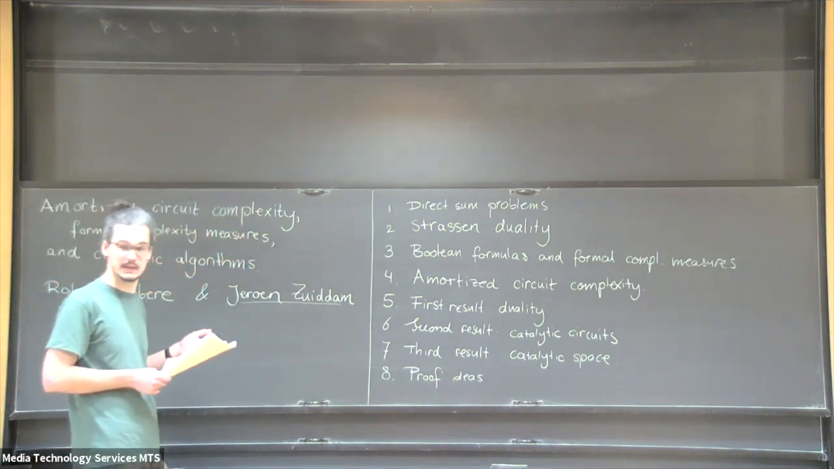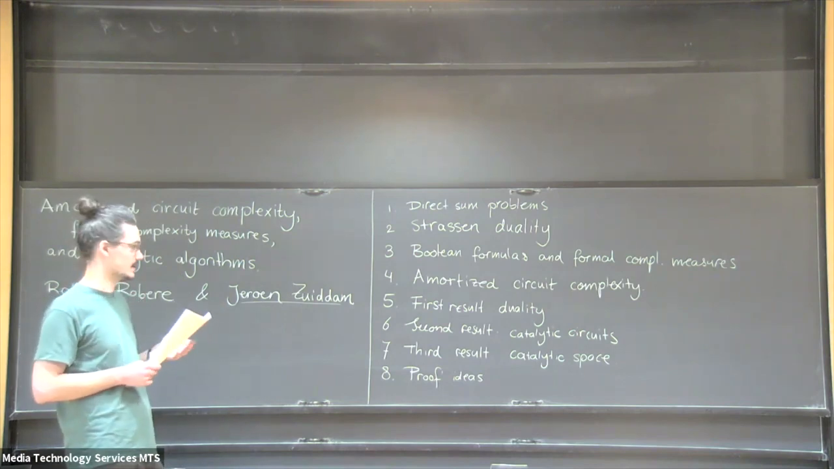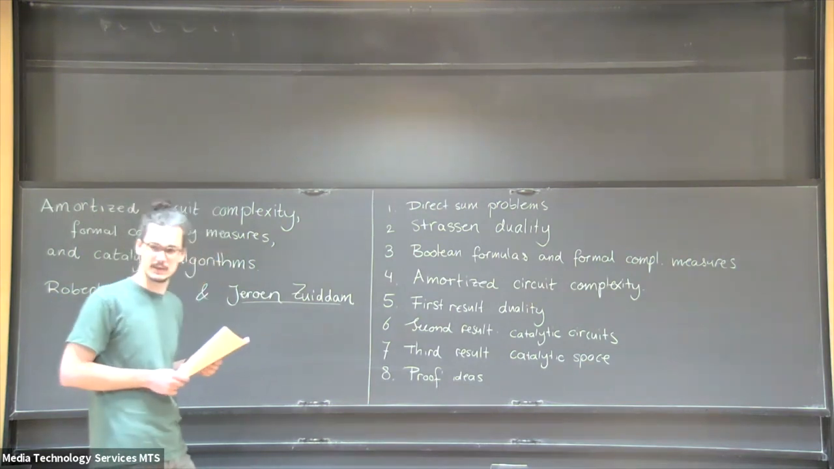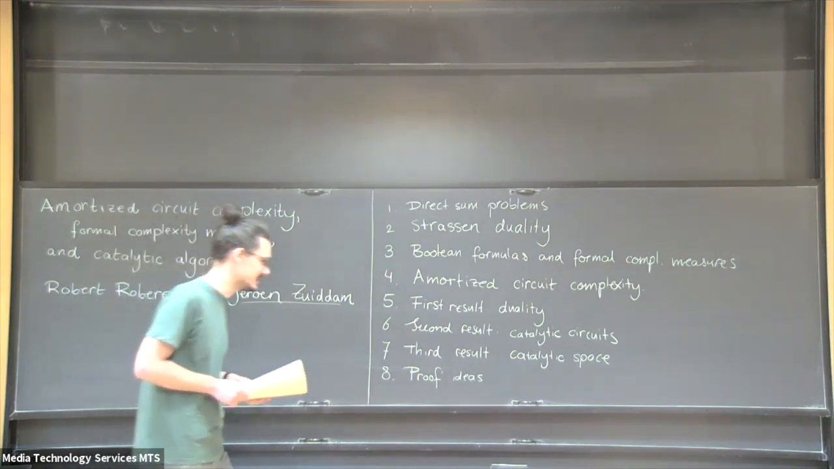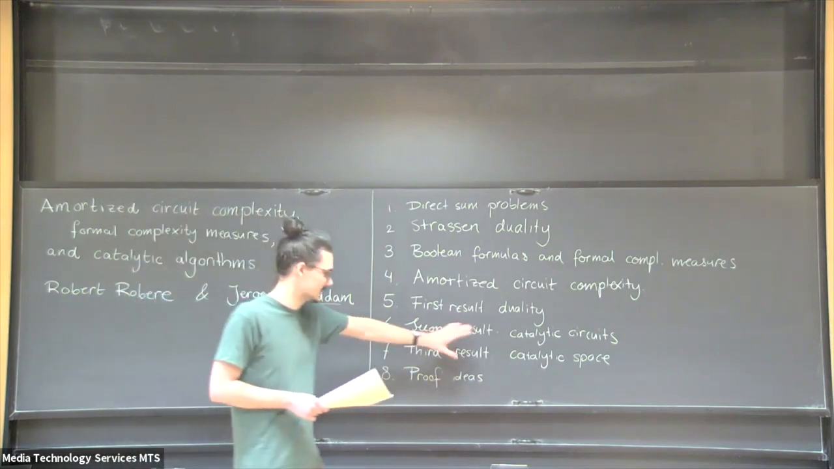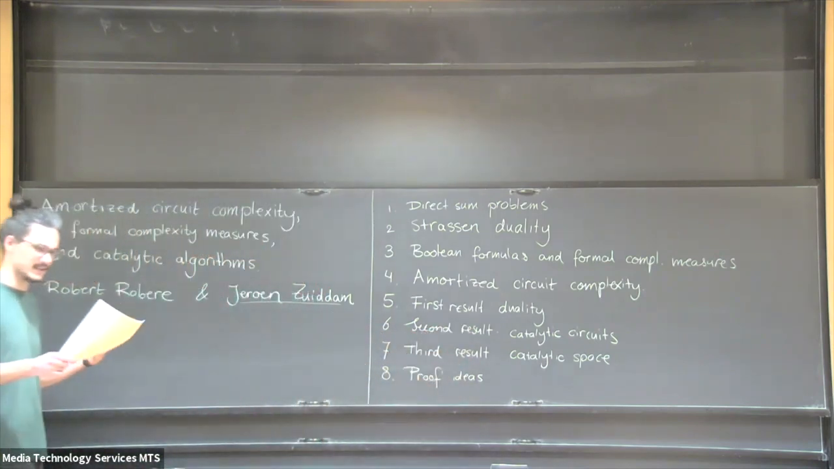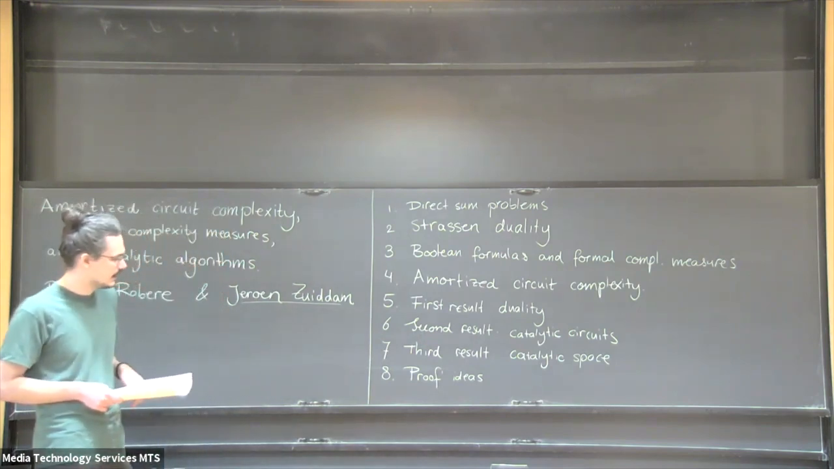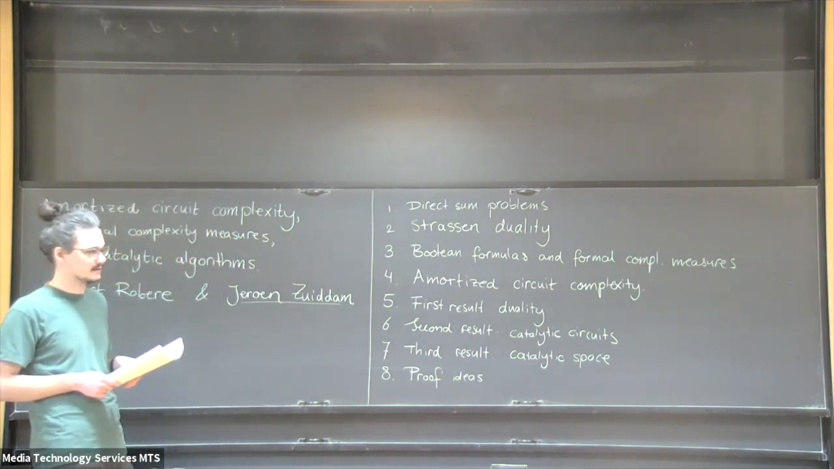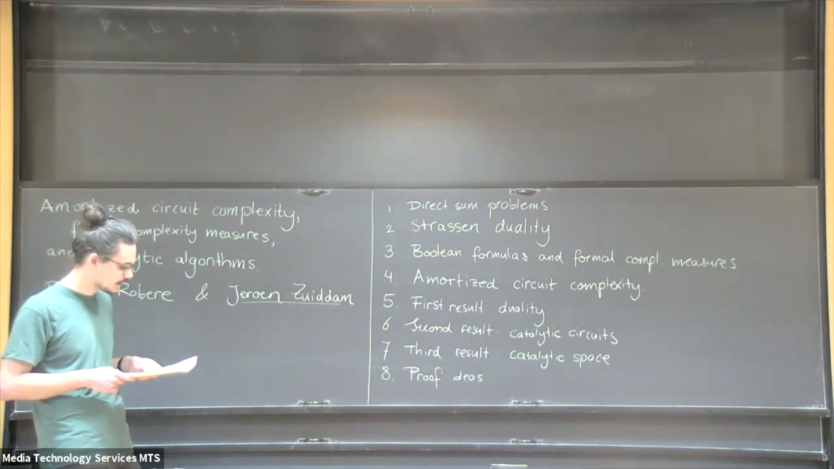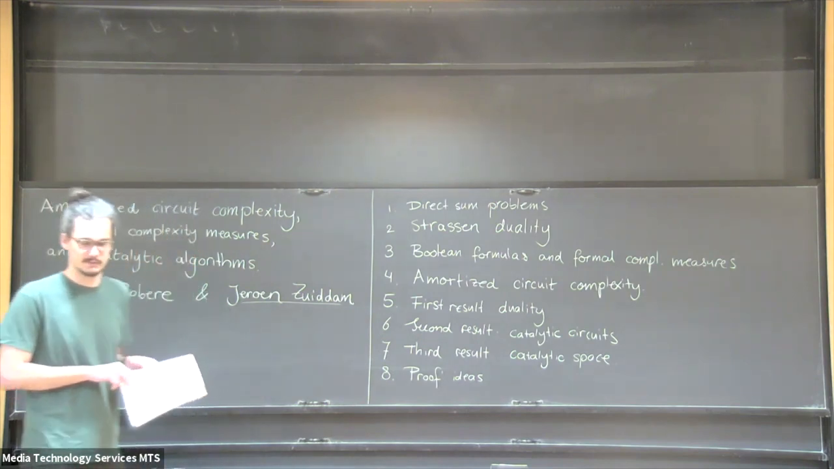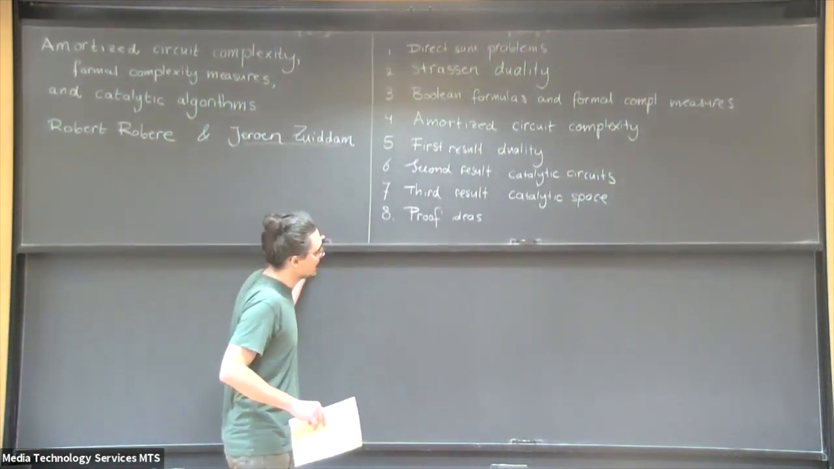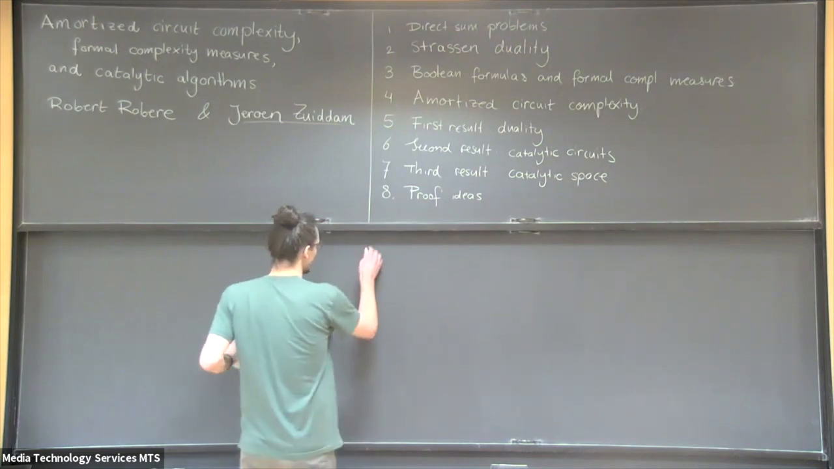First is a duality result for amortized circuit complexity. The second is a result about catalytic circuits. The third is a result about catalytic space, which of course shares the same word catalytic, but there's an interesting difference between these two concepts, which I will discuss. In the end, if time permits, we will talk about some proof ideas. And I guess in the middle, there will be a short break. All right, so let's start with discussing direct sum problems.